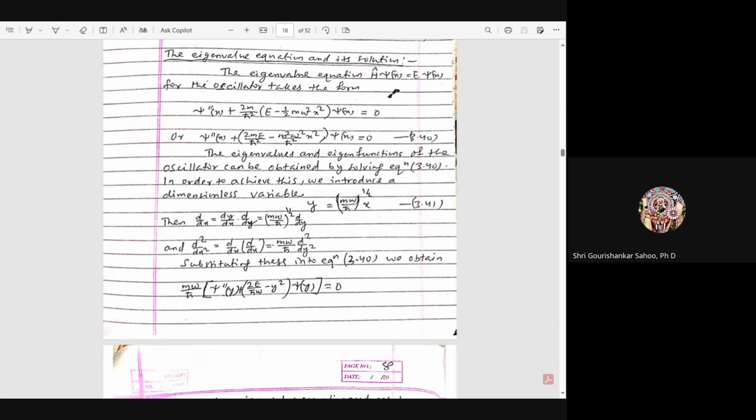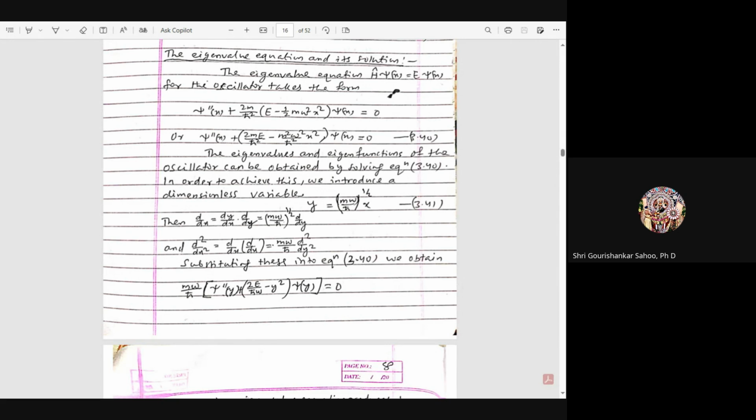In order to achieve this, we introduce a dimensionless variable y, which is equal to (mω/ħ)^(1/2) multiplied by x. And d/dx is equal to dy/dx multiplied by d/dy, which is nothing but (mω/ħ)^(1/2) d/dy. So d²/dx² can be written as d/dx of d/dx, which is equal to (mω/ħ) d²/dy².